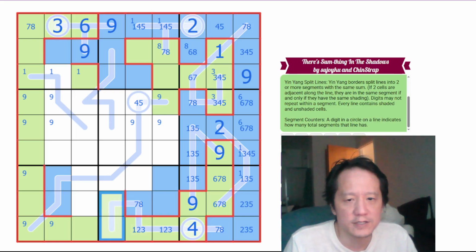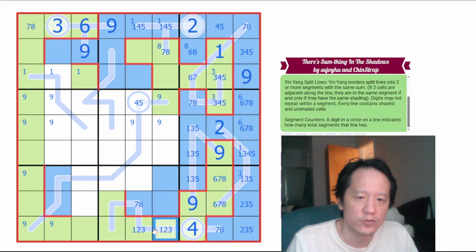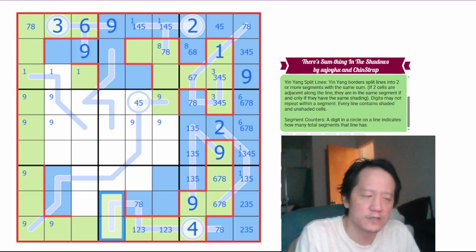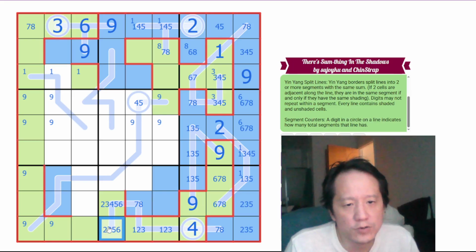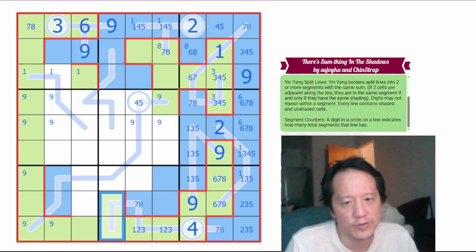This must be less than 7 or 8. It cannot contain a 1. So it's at least 2 through 5 or 6. This can't be 4, though, because of this 4. So we know 1 is here. If this is 1, 2, and 4, this would have to be 3 and 4, right?